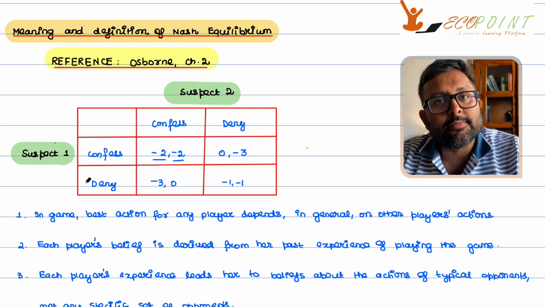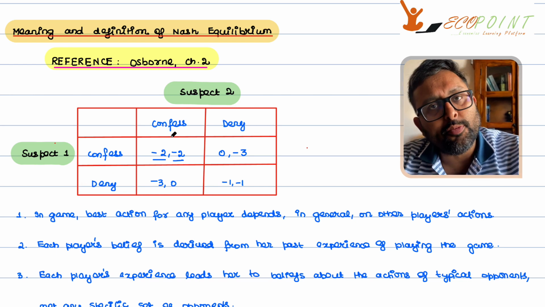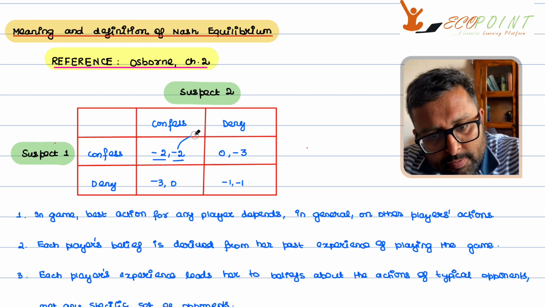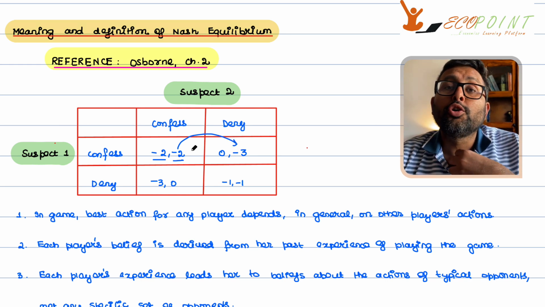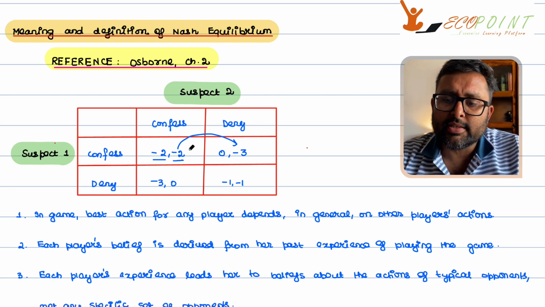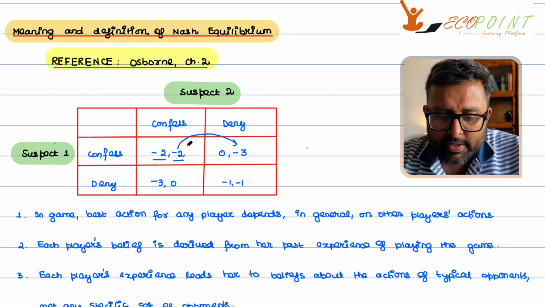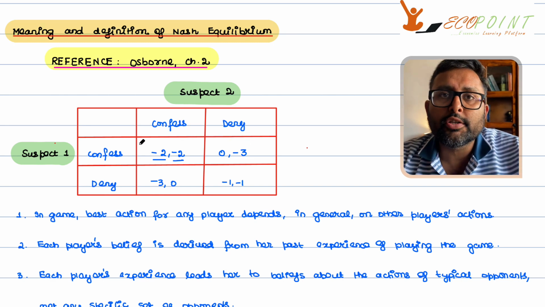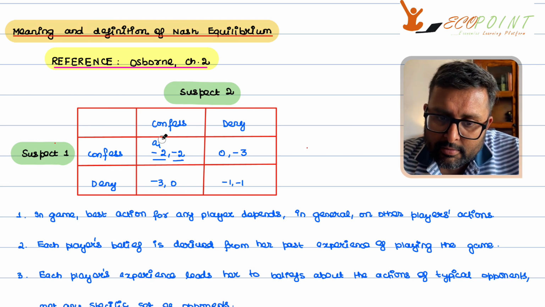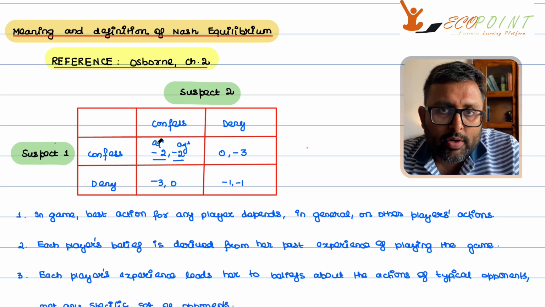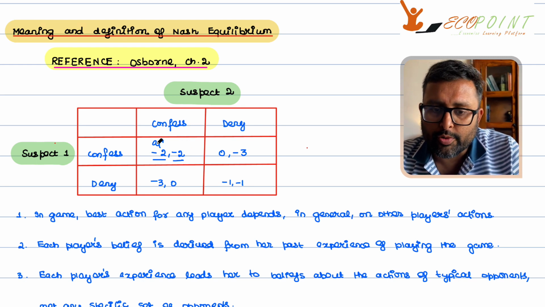Given I confess, will you deviate from confess? Will you move from -2 to -3? No, you won't. Why? Because 2 years in jail term is better than 3 years in jail term. So there is no profitable deviation for me. So I will be playing a_i star. You will be playing a_j star. And there is no deviation, which is what we are going to do, right?